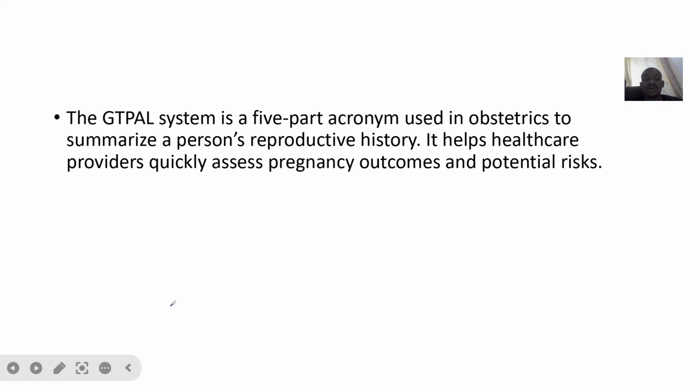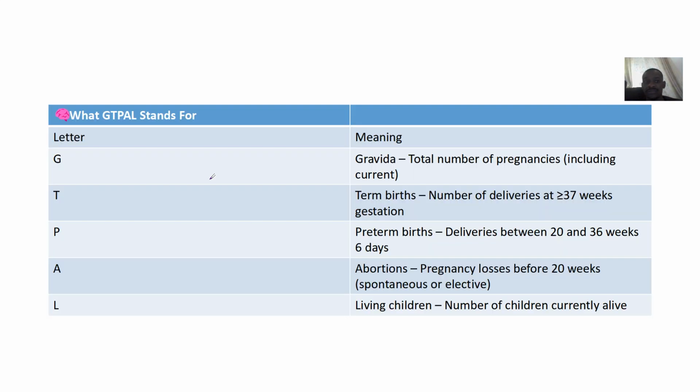So for the GTPAL, it's just a system. It's a 5-part acronym. It's used in obstetrics because you want to summarize the patient's reproductive history. So it helps healthcare providers to quickly assess the pregnancy outcomes and potential risks, to see if a woman will give birth successfully or if it will end in issues.